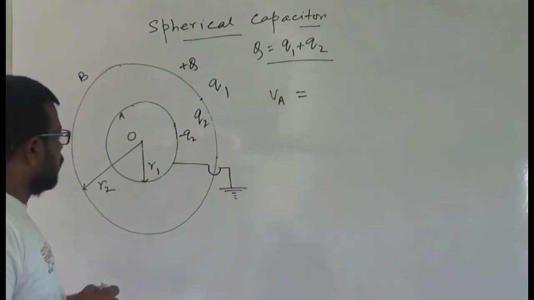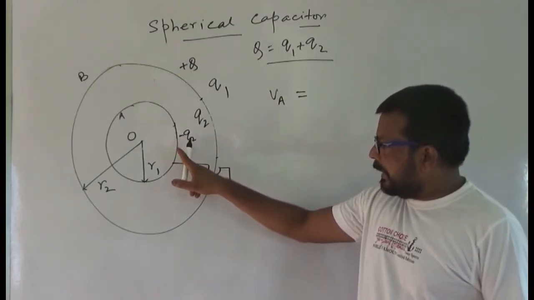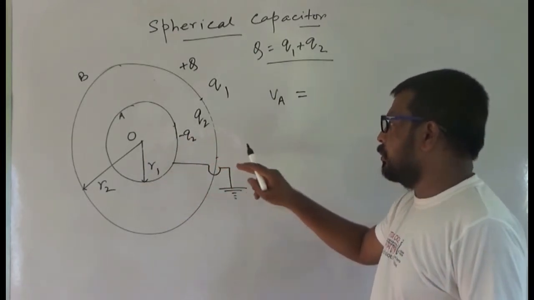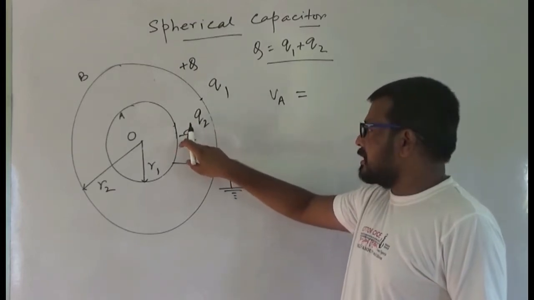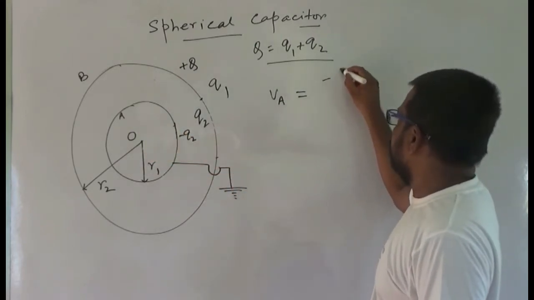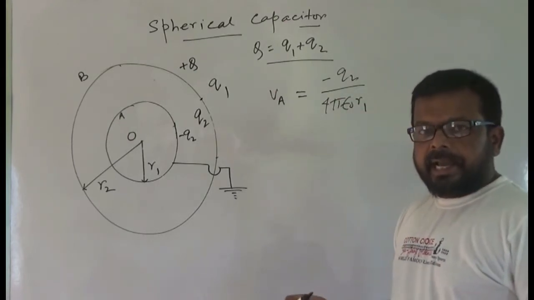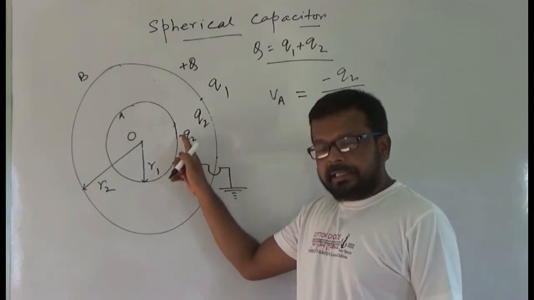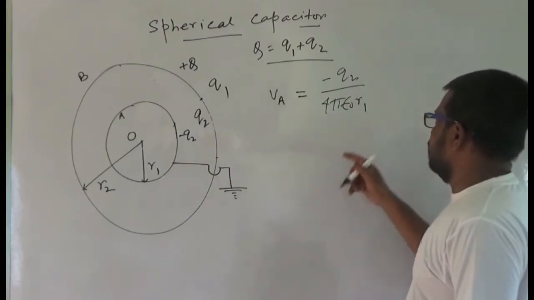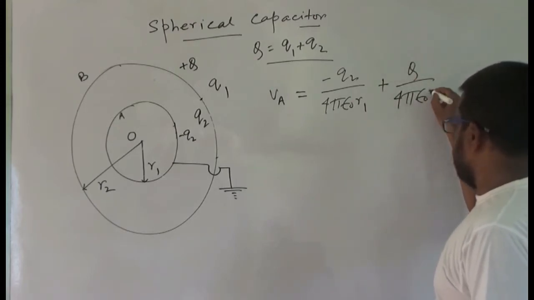That is the potential on the surface of spherical shell A, which is equal to minus Q2 divided by 4 pi epsilon naught R1, and also it is in the inner region of the outer sphere, and for that case the potential will be equal to plus Q divided by 4 pi epsilon naught R2.